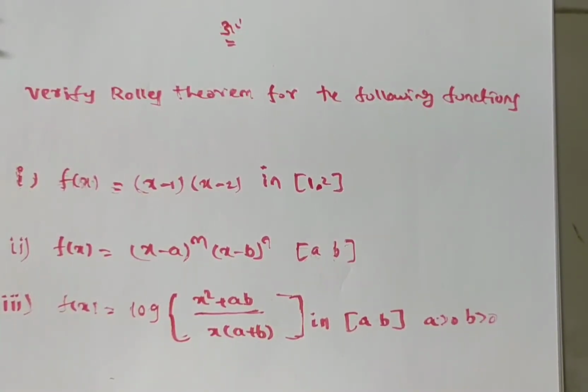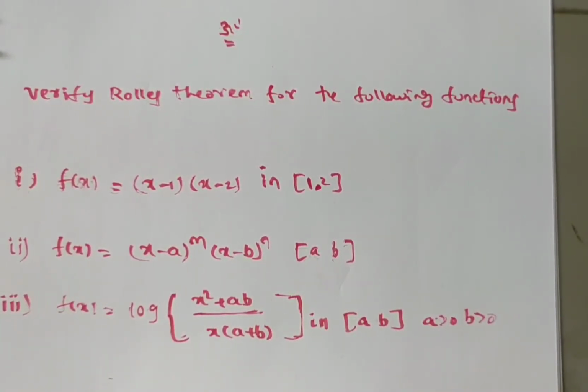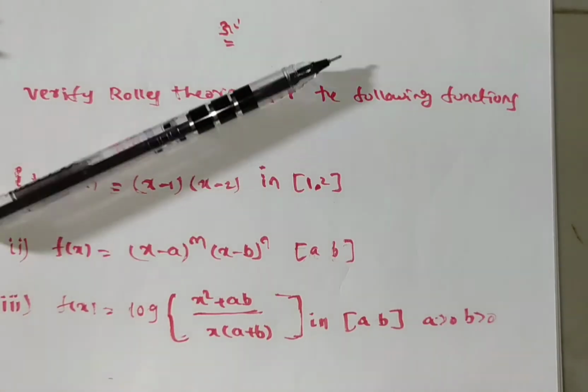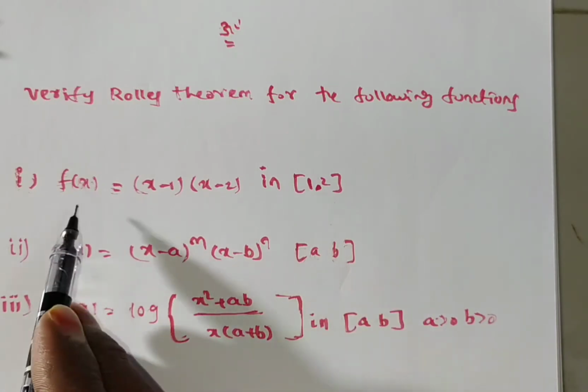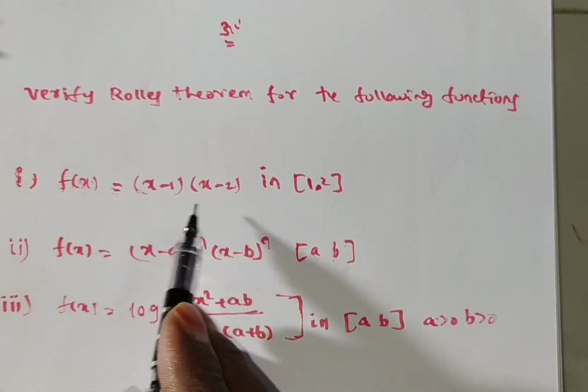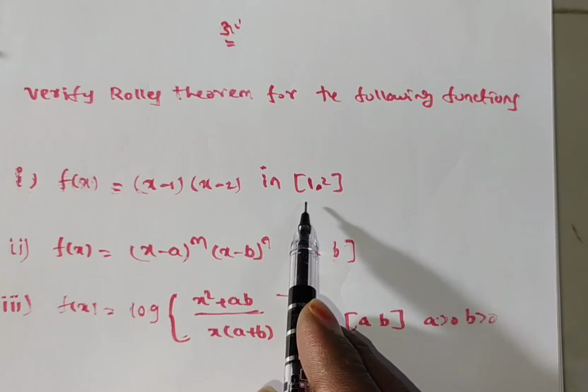Hi friends, in this video we are solving the problems based on Rolle's theorem. Verify Rolle's theorem for the following functions. First one, f of x is equal to (x minus 1) into (x minus 2) in the closed interval [1, 2].